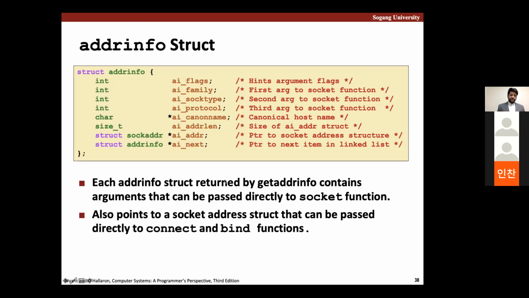So this address information structure has got these hints: the first argument to each function, the family, the socket type, the protocol, and the canonical host names. We've got this address information, the address, and the pointer to the next item in the linked list, because the linked list has moving forward links on the node. So each address information structure returned by getaddrinfo contains arguments that can be passed directly to a socket function, and also points to a socket address structure that can be passed directly to the connect and bind functions.